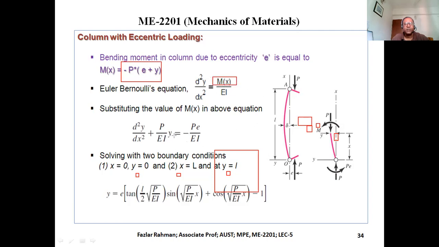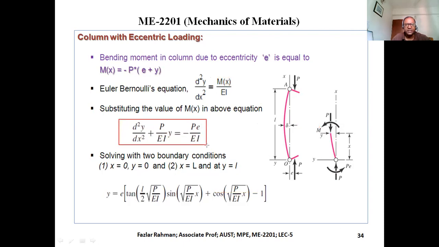Then you simplify, bring the y part to the left side. So this will be your differential equation. And obviously, this is a second order differential equation, so you need two boundary conditions. So how can we solve this equation? Actually, this is not a math class, so we will not solve it, but we will take help from the math. So we need two boundary conditions.